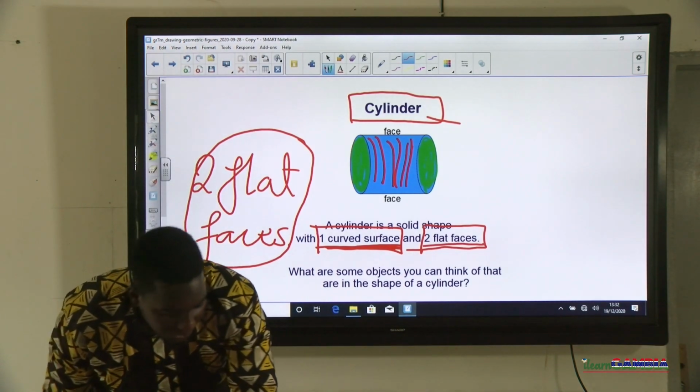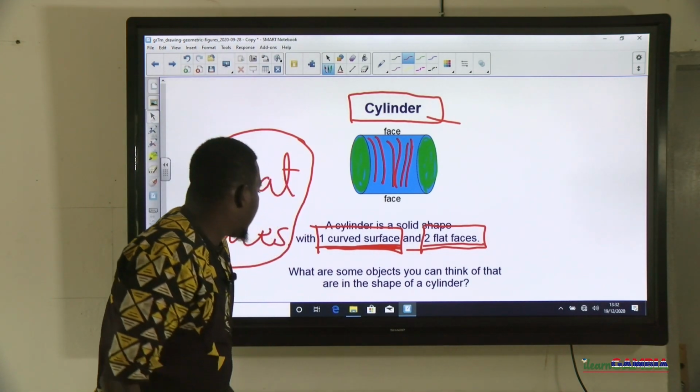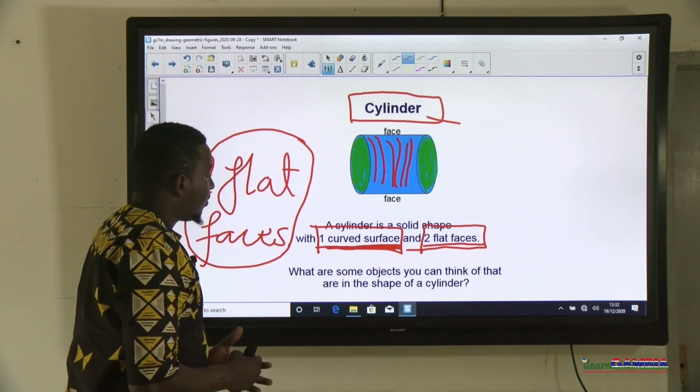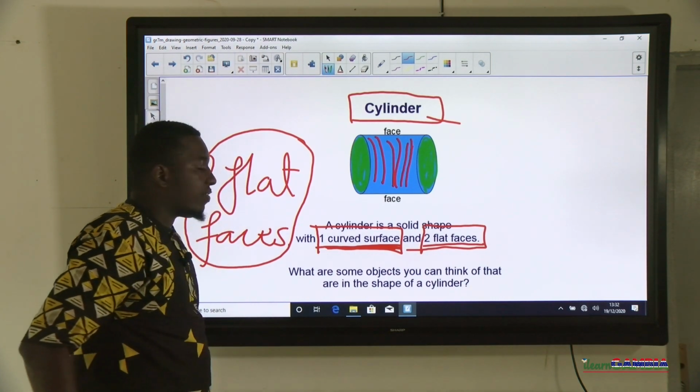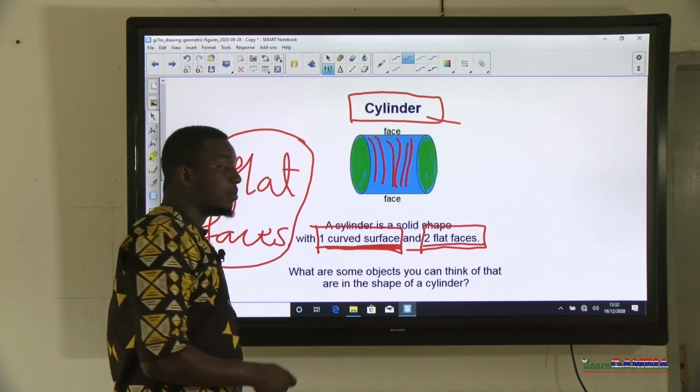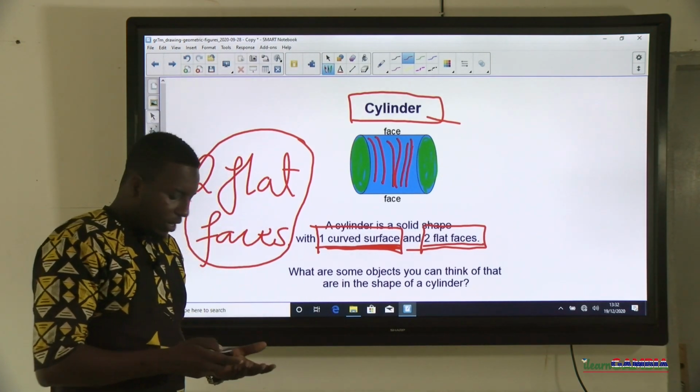So what are some of the objects you can think of that are in the shape of a cylinder? You can think of a lot of things.